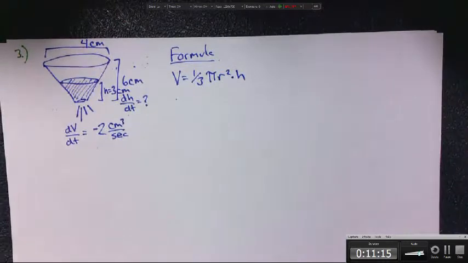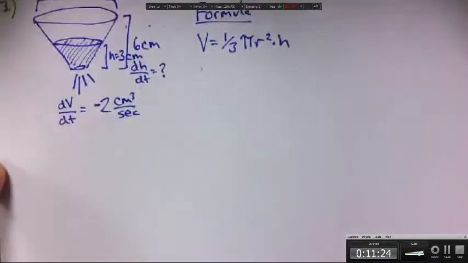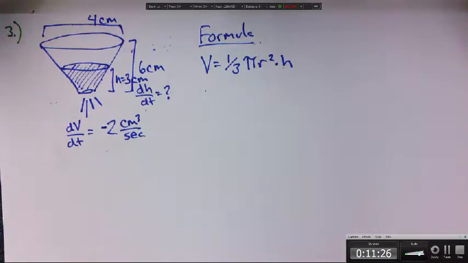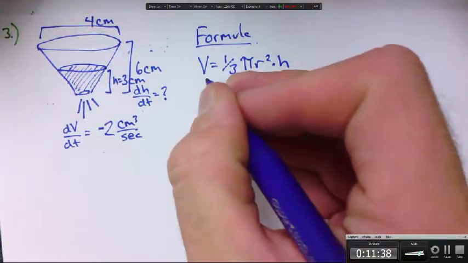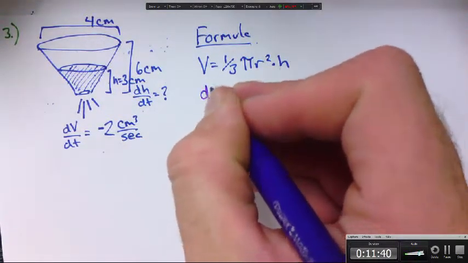Okay, going over to the third one. This one's a little tricky. This one requires a little extra work, because here's what you would run into. You would say, we take the implicit differentiation.